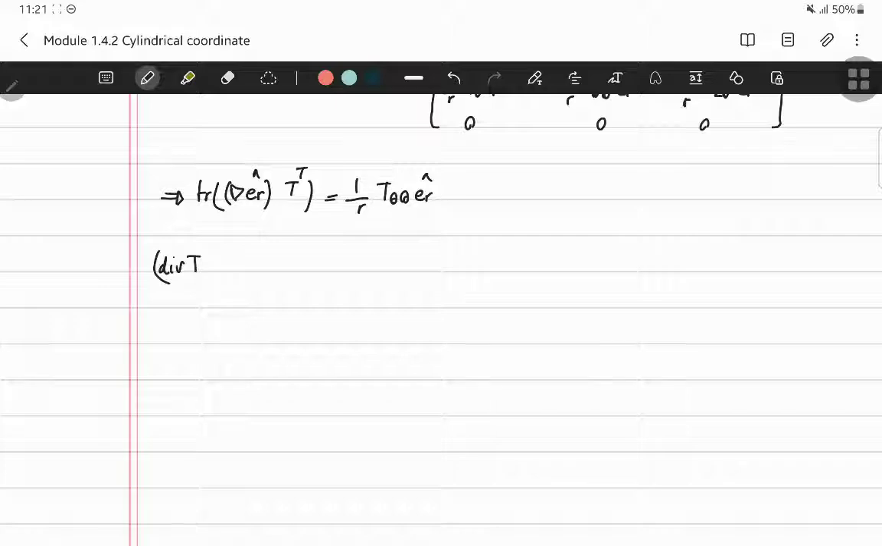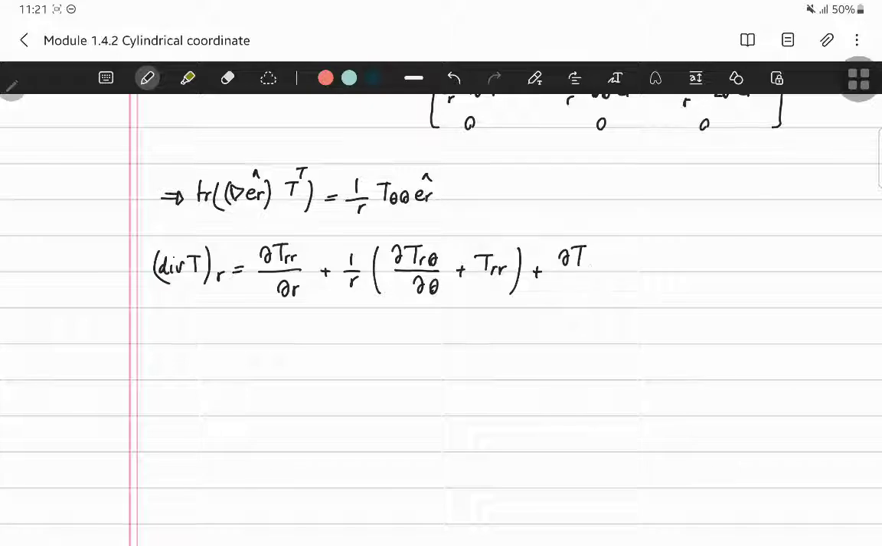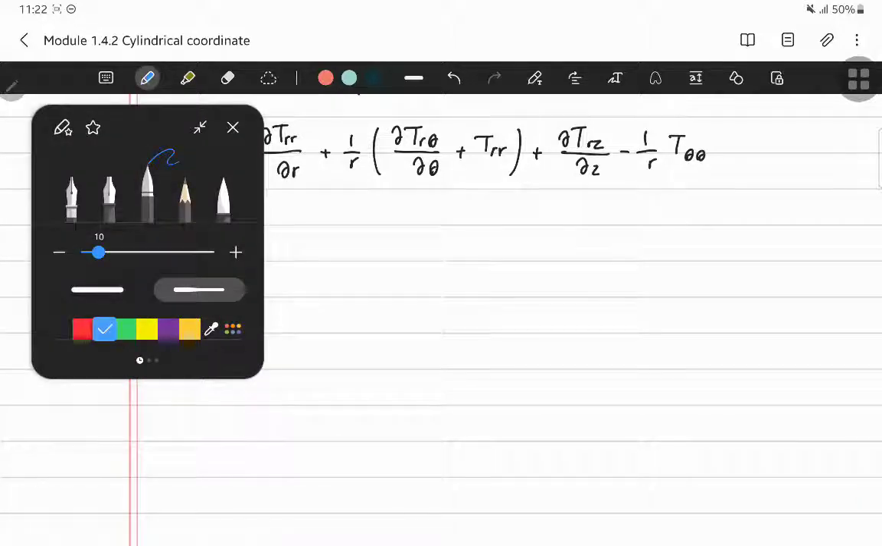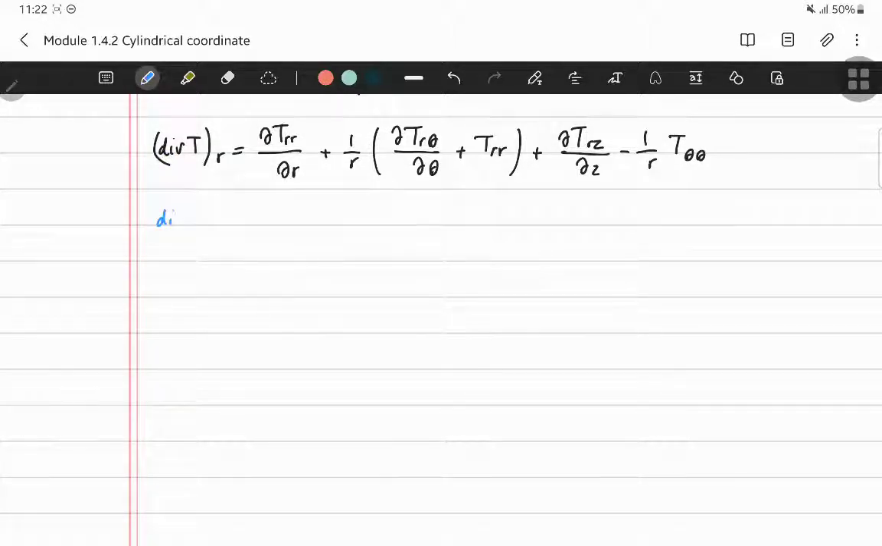So now the divergence of T, the R component, is partial derivative of TRR with respect to R plus 1 divided by R partial derivative of T R theta with respect to theta plus partial derivative of TRZ with respect to Z minus 1 divided by R T theta theta. Now we move on to the next one, which is the divergence of, now we have, sorry, A as E theta.